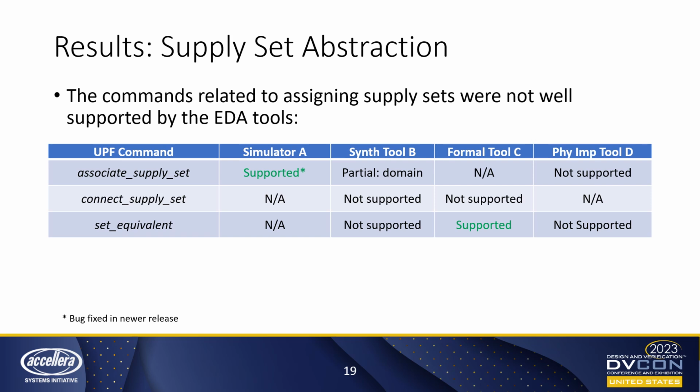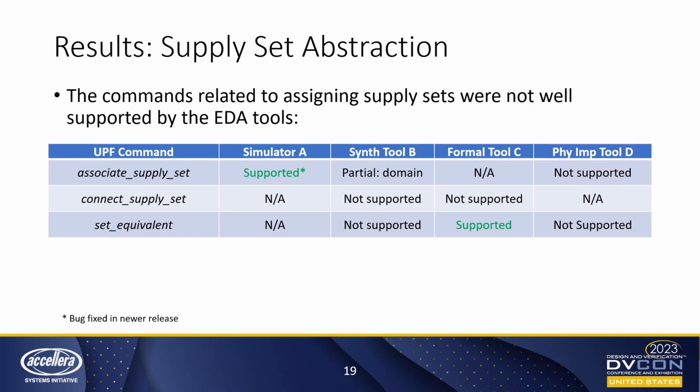For associate supply set, Simulator A originally only supported associations that were from top to IP, but a later bug fix in a newer version allowed this to be fully supported. Synthesis Tool B only allowed primary domain supply sets to be assigned, not auxiliary supply sets. For our physical implementation tool D, this was actually not supported in any way, shape, or form.